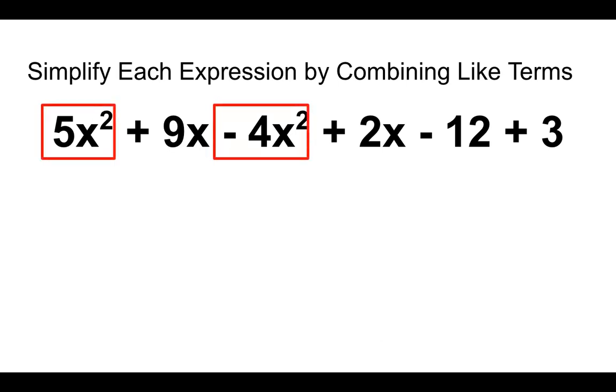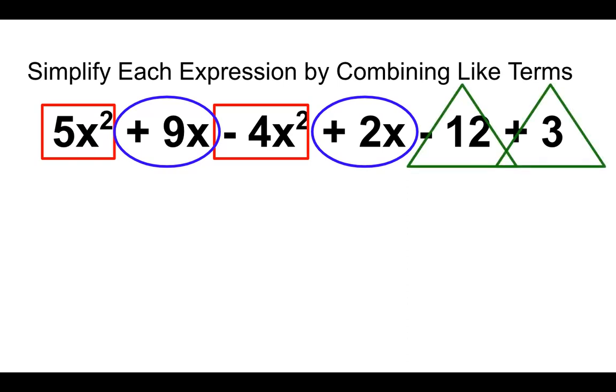I could see that the 5x squared and negative 4x squareds go together. They both have x squareds. I can also see the 9x and 2x go together. They both have x's. Lastly, I can see the negative 12 and the positive 3 go together. They both are numbers without any variables.